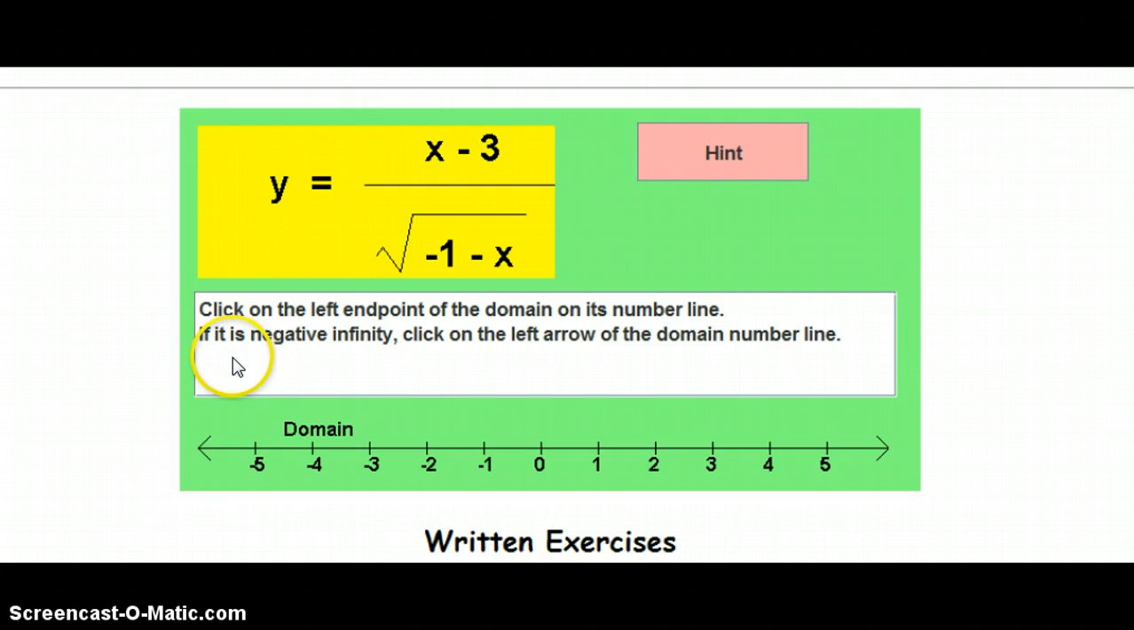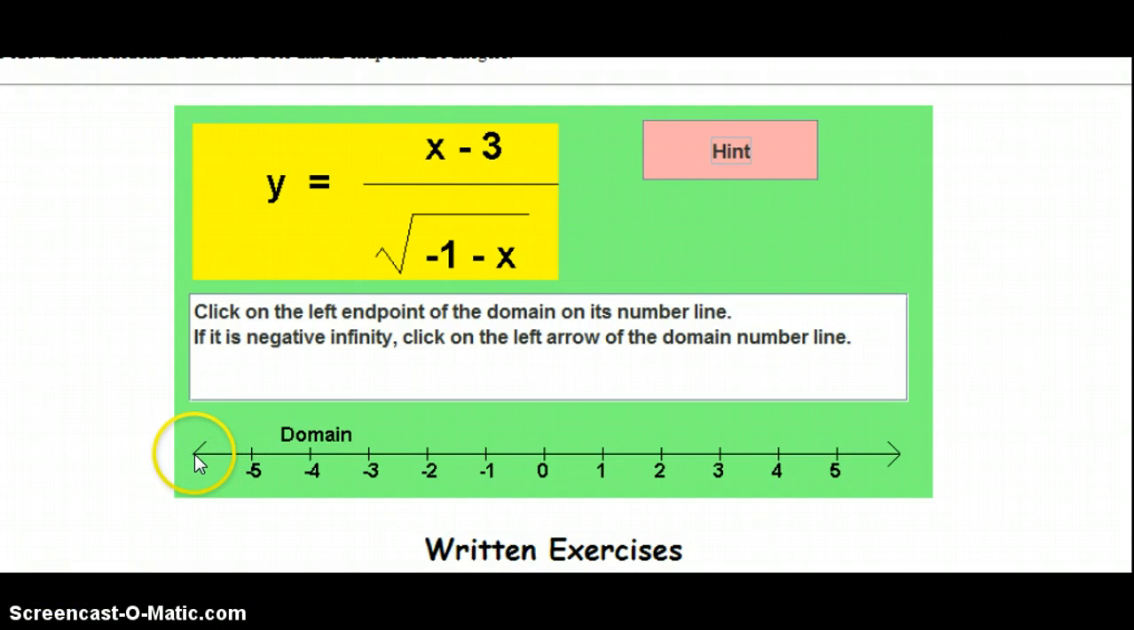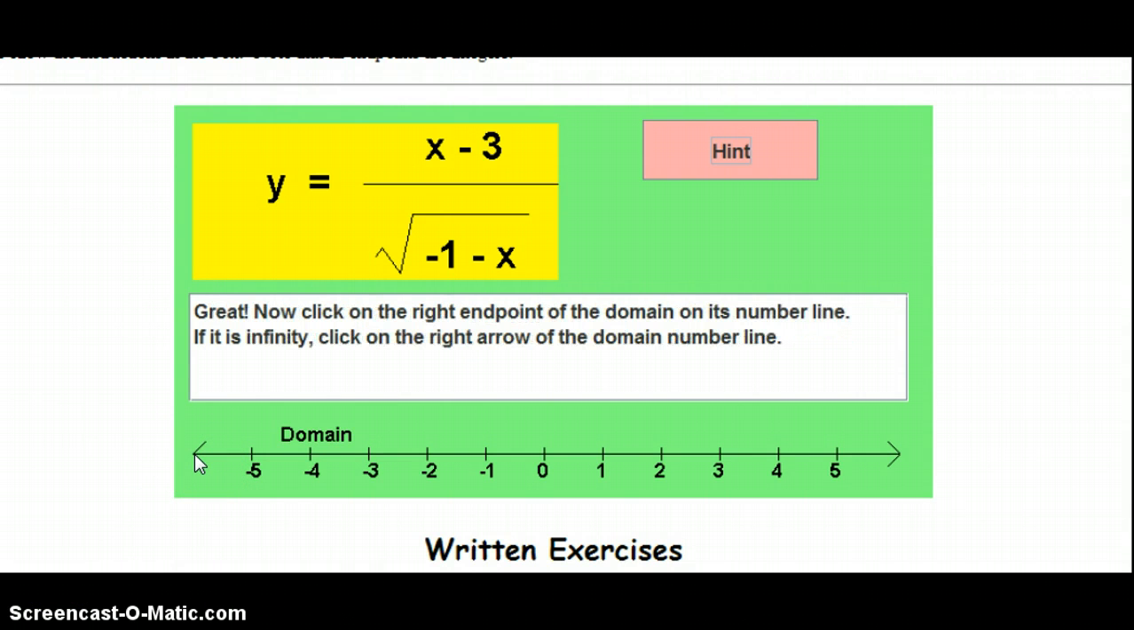Alright, this asks, click on the left endpoint of the domain on its number line. If it is -infinity, click on the left arrow of the domain number line. This right here is the graph of the last function. You can see here that the domain for that function would start at -infinity. We're now back on the problem and we press -infinity. Great. Now click on the right endpoint of the domain on its number line. If it is infinity, click on the right arrow of the domain number line.